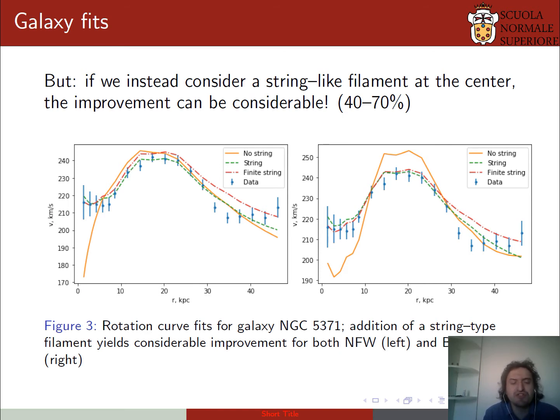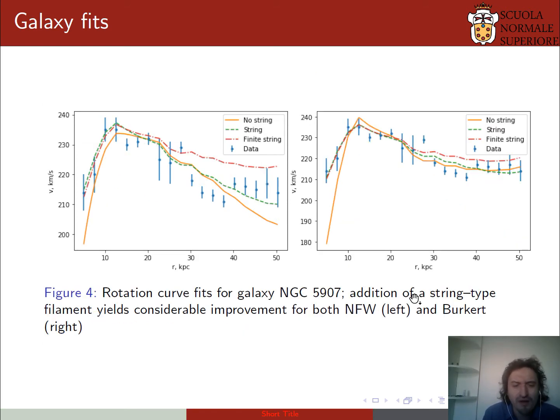However, they can be naturally reproduced with a string-like object at the origin. You can see the same for NGC 5907, and you can also see improvement in accommodating the flattening of the rotation curve at large distances.